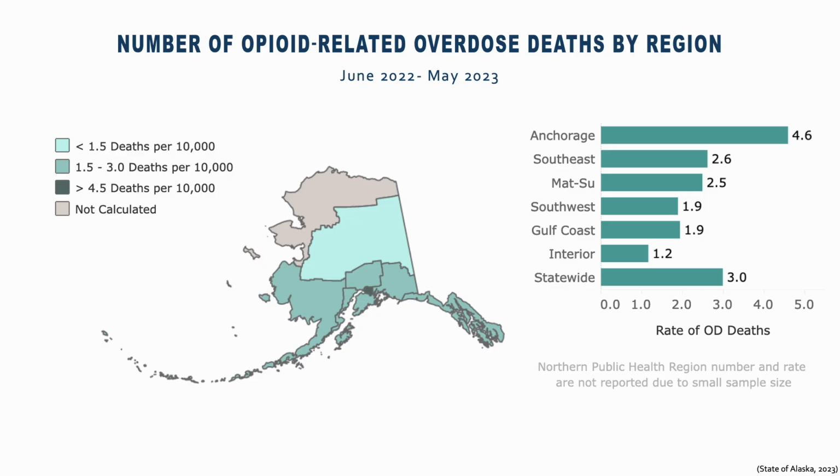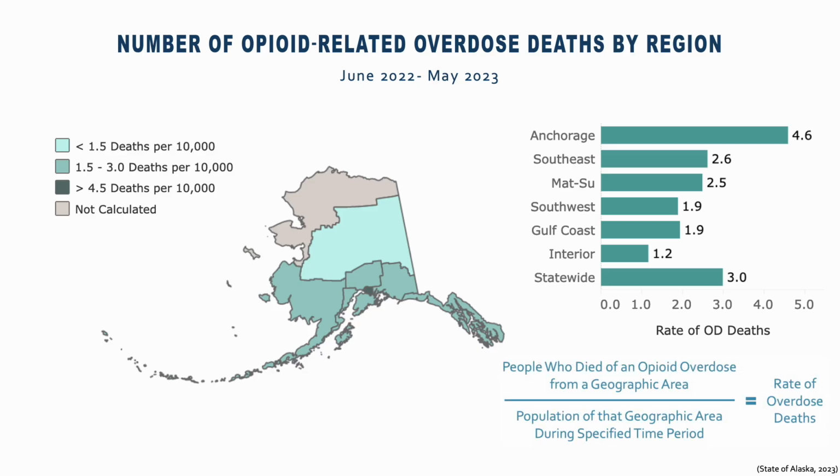This would be an example of a cause-specific mortality rate because we're not looking at all of the people who died of any cause in Anchorage. This is just showing overdose deaths. The numerator is the people who overdosed from each geographic area, and the denominator is the population living in that area during the June 2022 to May 2023 time period.